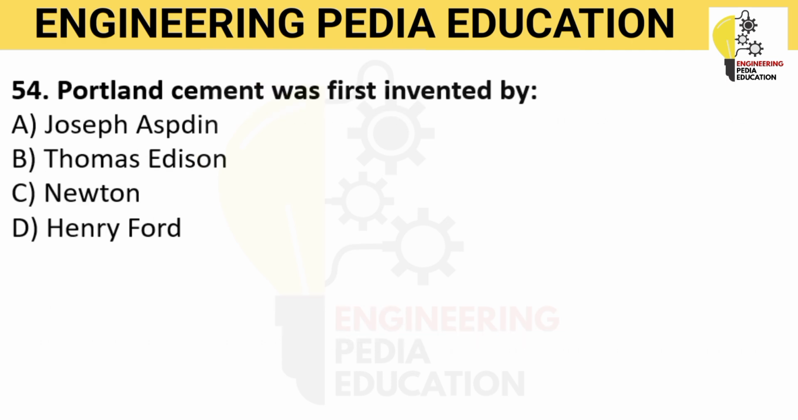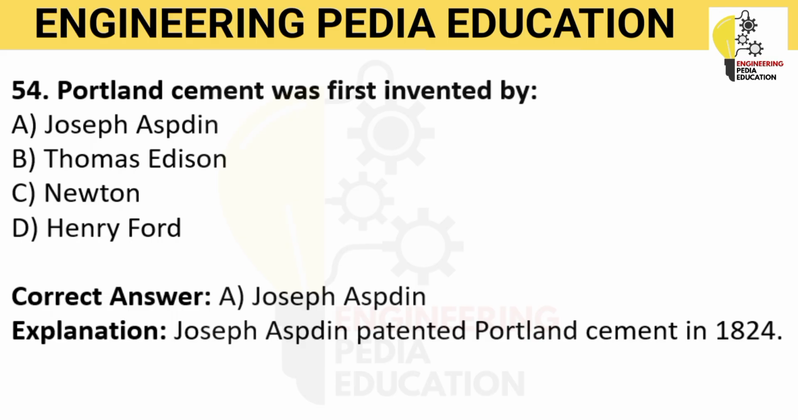Portland cement was first invented by Joseph Aspdin, Thomson, Thomas Edison, Newton, Henry Ford. So the correct answer is Joseph Aspdin. Joseph Aspdin was the English scientist who patented Portland cement in 1824. It resembled the white color of Portland stone, so the cement is named Portland cement.